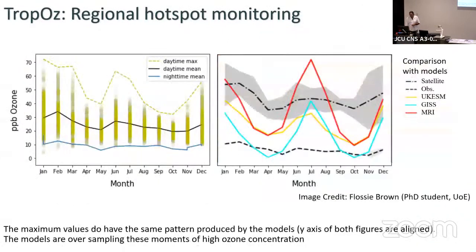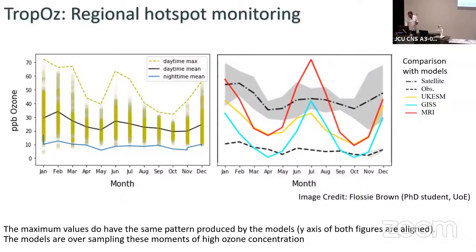That's something being conducted by a PhD student, Flossie Brown, at the University of Exeter. What she's doing is taking the regional ozone and atmospheric chemistry models and trying to better represent the ozone that we observe in the natural world. This will be key to marrying with our information on how ozone impacts vegetation, bringing it all together to predict what the implications of ozone will be in tropical systems.